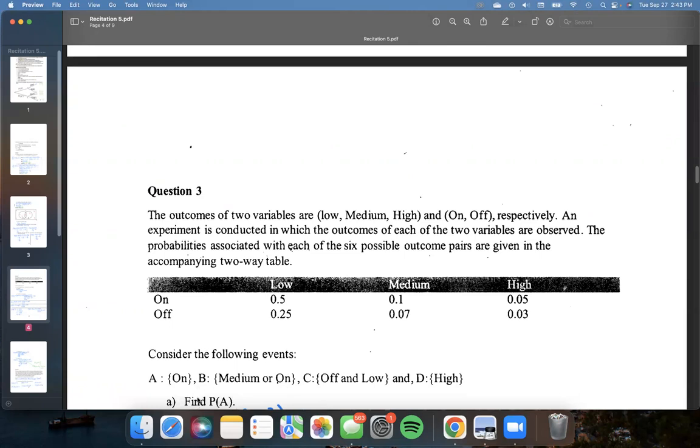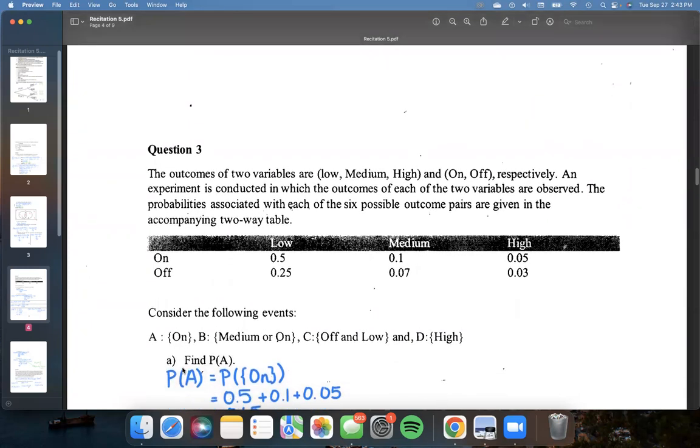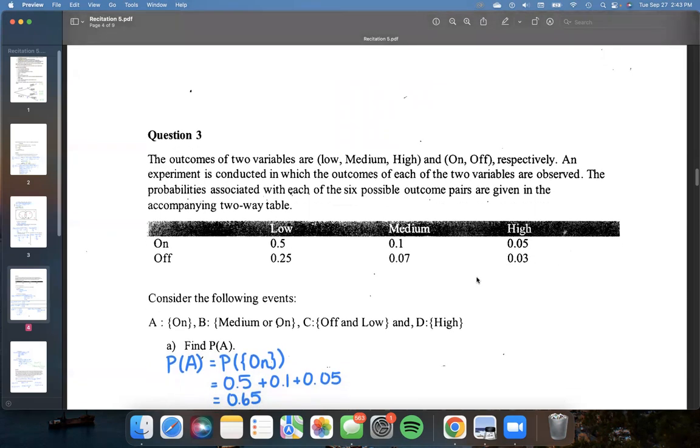So the probability of A is the probability of on. When we're calculating that, you would add up the values in the first row, because all of these values are when the variable is on. So we have 0.5 plus 0.1 plus 0.05, and we get 0.65.